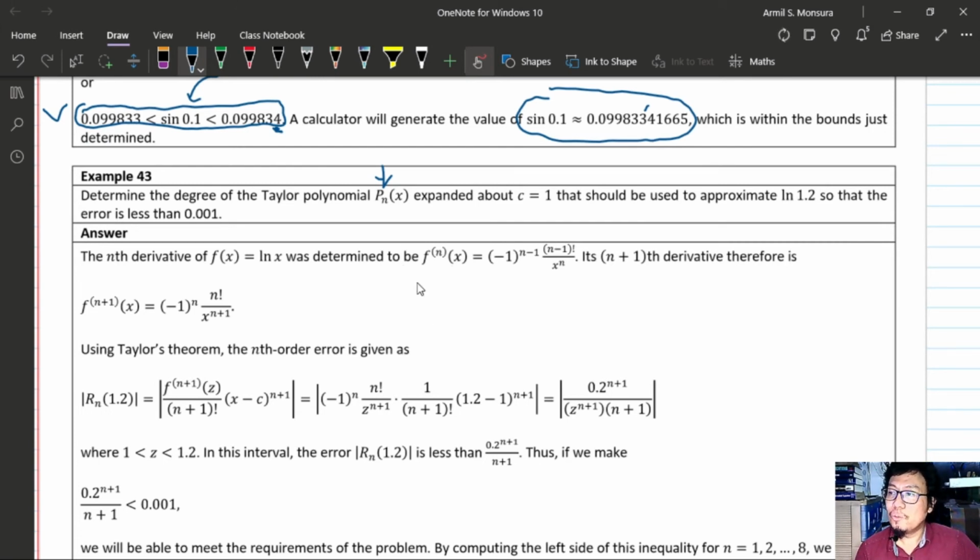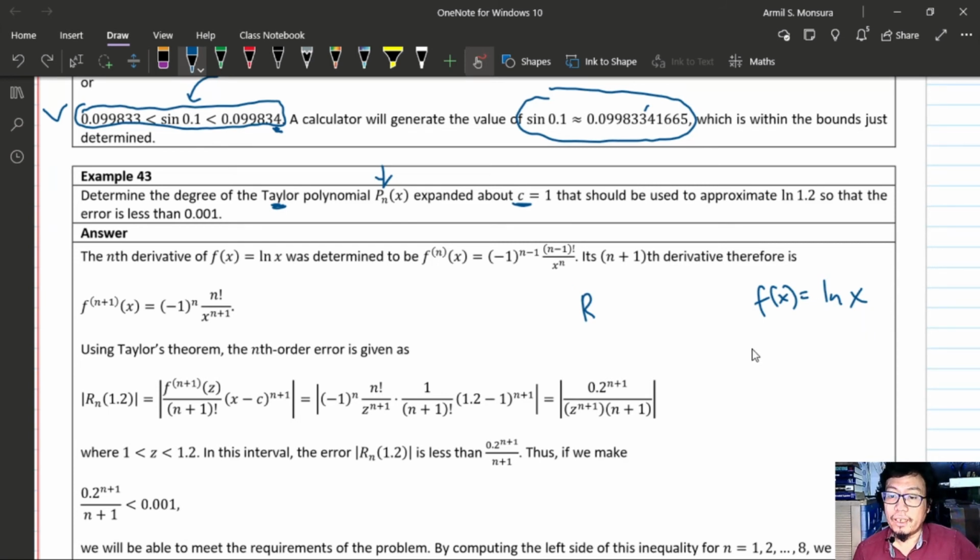So the Lagrange error for your Taylor polynomial for this is a Taylor polynomial at c = 1, so 1.2. Therefore we can use ln of x here. So your f of x here is ln of x.